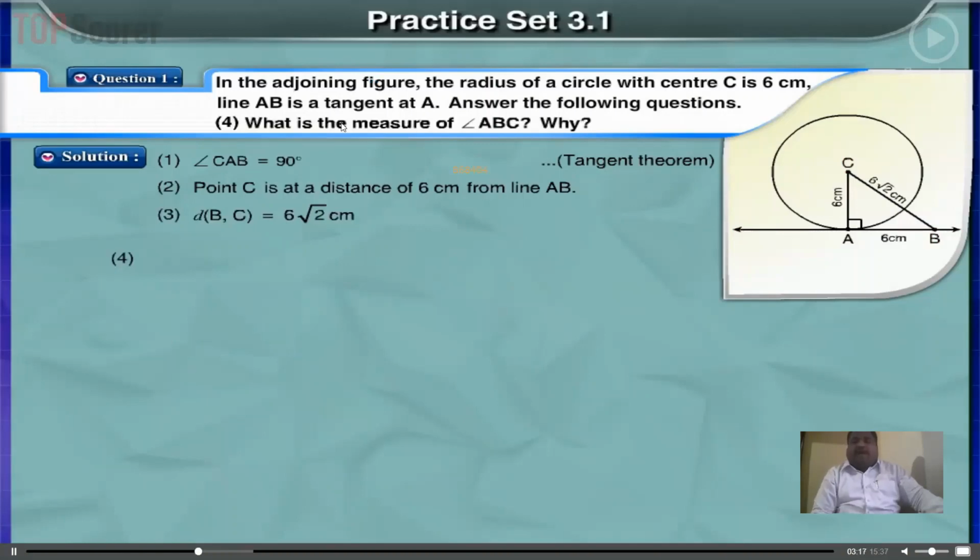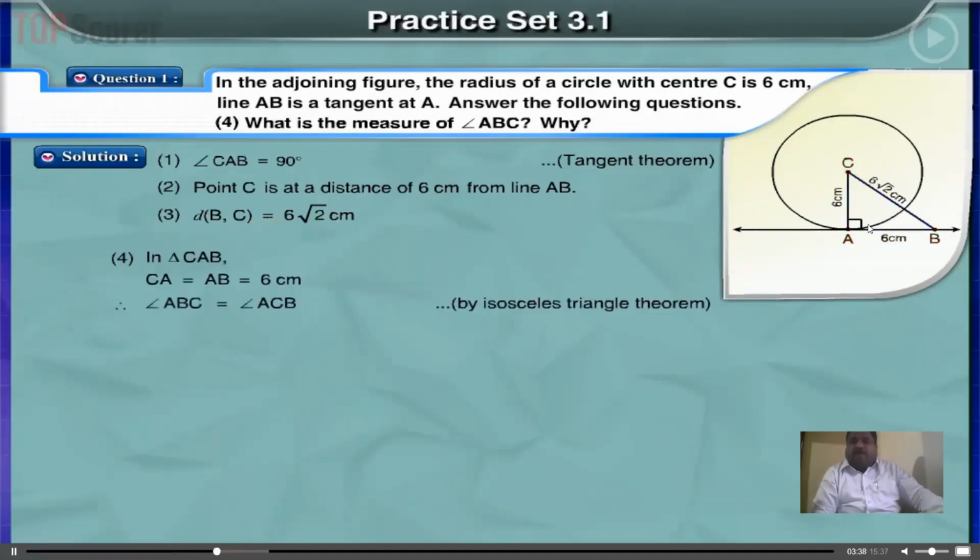What is the measure of angle ABC? What is the measure of this angle and why? We have to explain it. In triangle CAB, CA is equal to AB equal to 6 centimeter. That is, it is an isosceles triangle. Therefore, angle ABC is equal to angle ACB. Therefore, it is a right angled isosceles triangle. Therefore, angle CAB is 90 degree.